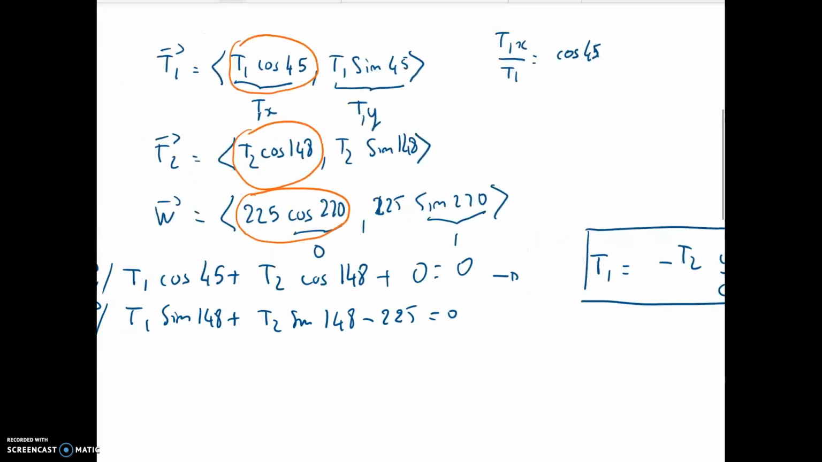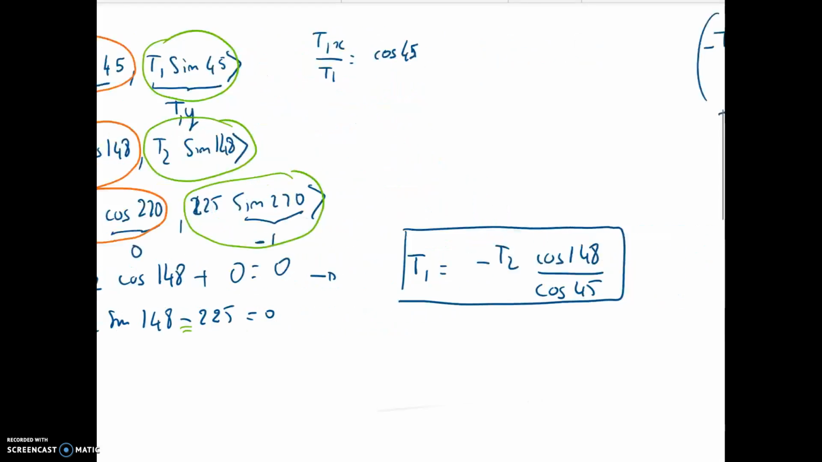Now, if I look at the y component, I will have T1 sine 45 plus T2 sine 148 plus the 225 sine 270, and that is equal to not 1, but negative 1. Therefore, this is why at the end of the day, we have the negative right here.